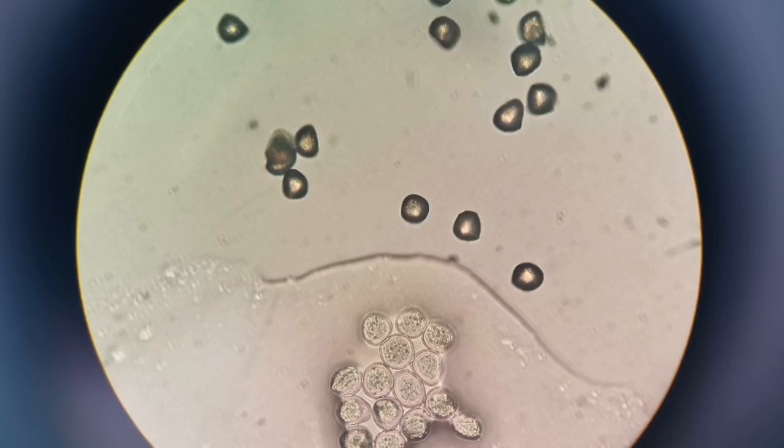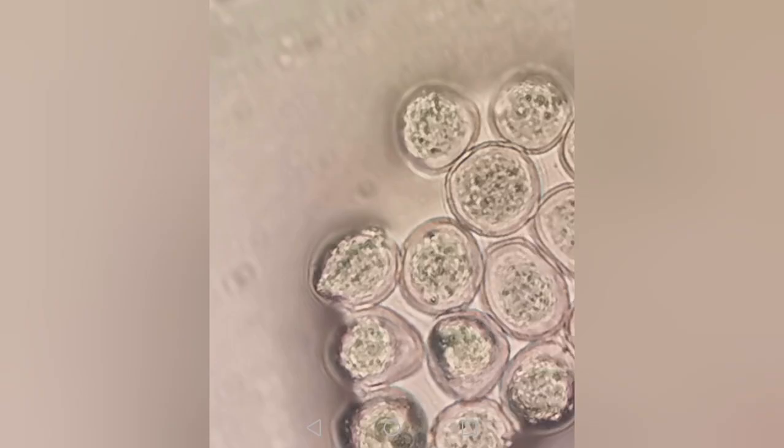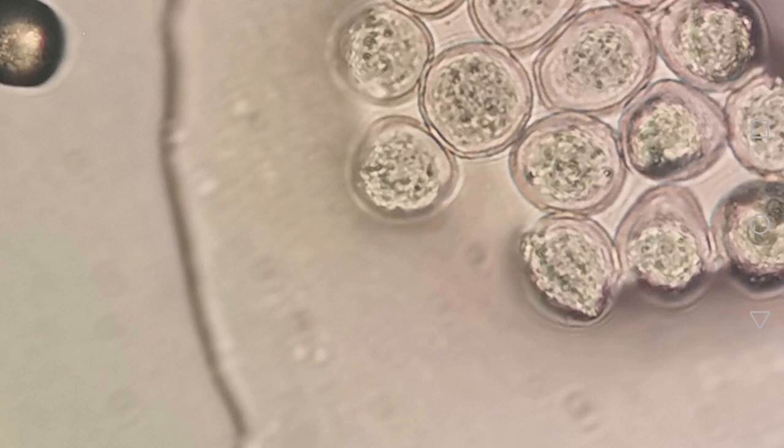And when I showed this slide, the image that I took from this part of it, to my wife, she immediately pointed to this pollen and something inside it. That is a dividing chromosome of a yew pollen. That's amazing. She was so clever. She showed it to me. They are at different stages of the division, and this one was actually developed in a very good way.